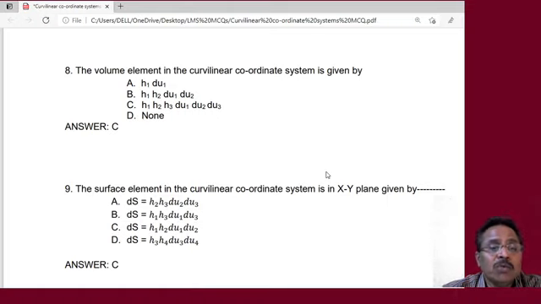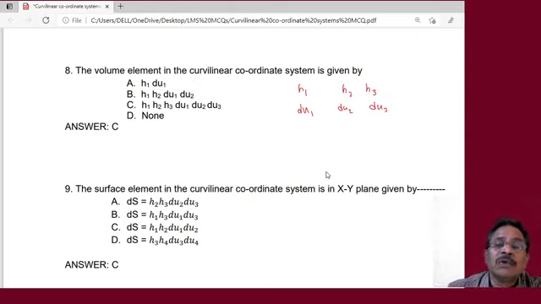Question number 8: the volume element in the curvilinear coordinate system is given by... Remember, in a curvilinear coordinate system we calculate h1, h2, h3 as the three scale factors, and we take du1, du2, du3 as the three differential length elements. Therefore the length element in this system is given by h1 du1, multiplied by h2 du2, that is the surface element. In case of the volume element, there is the product of h1 du1, h2 du2, h3 du3. Therefore C is the correct answer to this question.